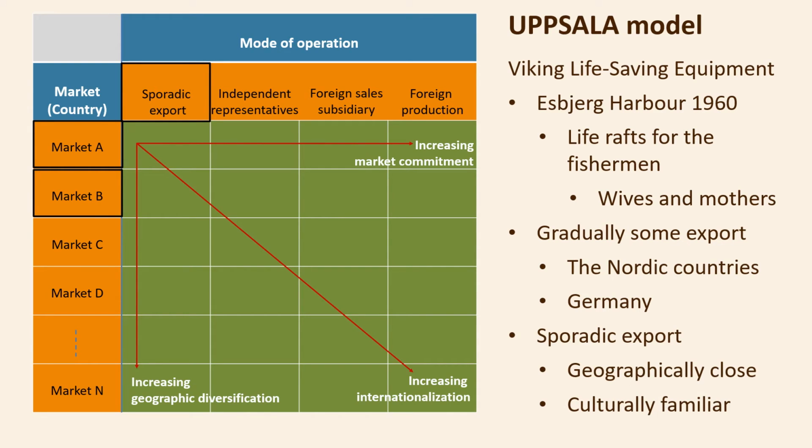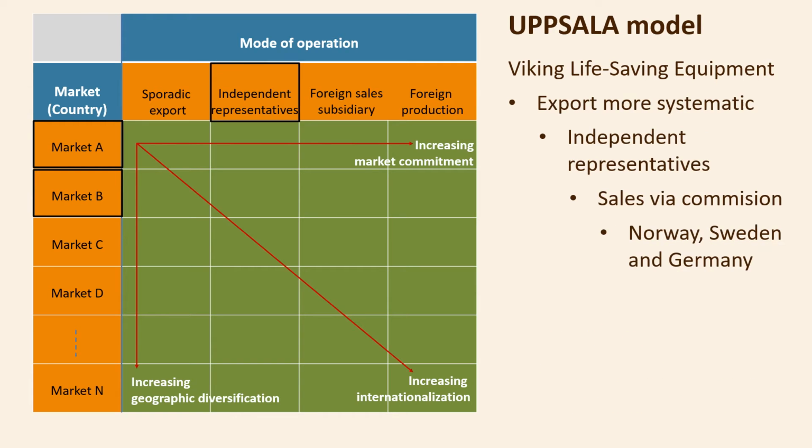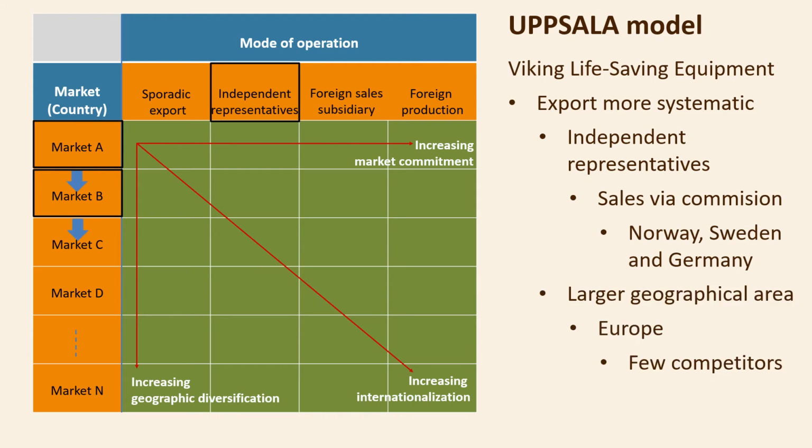The exports were sporadic, with minimal market commitment, and the first markets were geographically close and culturally familiar. Later, exports became more systematic, and the company expanded with sales via commission through independent representatives in Norway, Sweden, and Germany. The home market and the Nordics became too small. Viking began by looking at a larger geographical area in Europe.